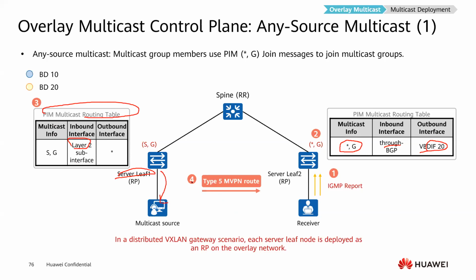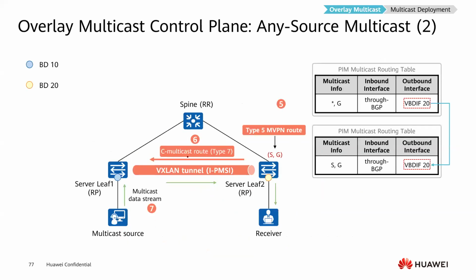And for the next step, the type 5 MVPN route will be sent from server leaf 1 to server leaf 2 just to indicate where the source is. And then you will find that server leaf 2 will receive this route, and it will change the multicast information from any source to a specific source, all right. Now, just because server leaf 2 already knows where the source address is, it will send the C-multicast routes.